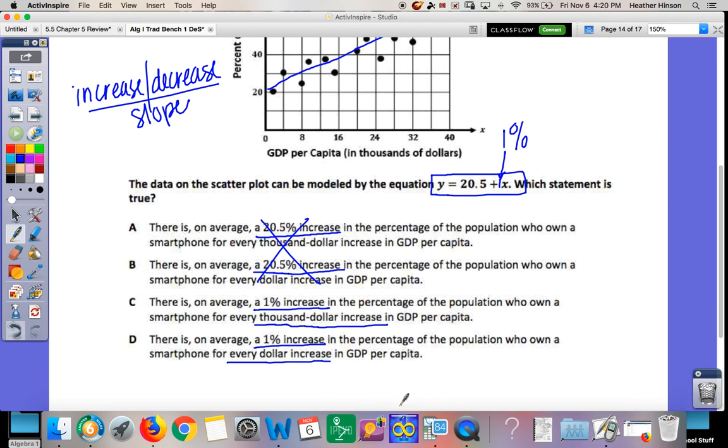How would we figure that out? Well, if you go back and look at your graph, just a tiny little detail on your graph. The GDP per capita is in thousands. So we want the one that says $1,000 increase. Just little tiny details you gotta watch.